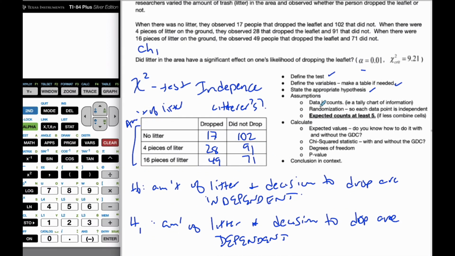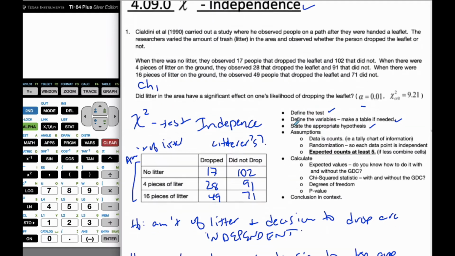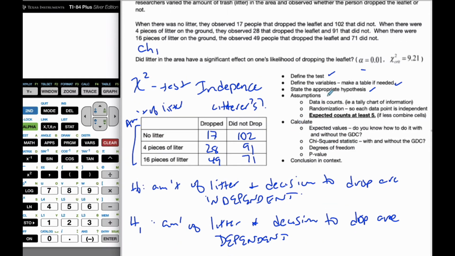Now the assumptions. In order to do a chi-squared test, there are certain assumptions that have to be true. The first one is the data is counts. What I mean by that is that we're counting people. It's not a measurement, but a count. Imagine you could make a tally chart: oh, this one dropped, this one dropped, this one didn't drop, this one didn't drop. So you're counting objects as opposed to measuring things on a continuous scale.